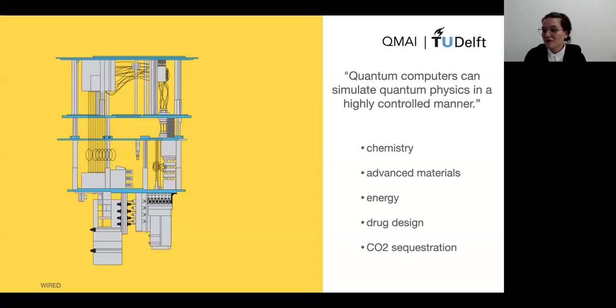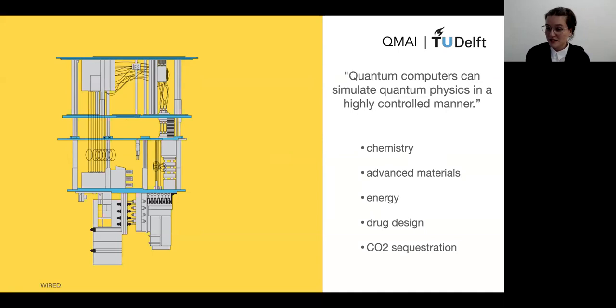Just to give some examples, it would be whatever example you can think of from advanced chemistry, designing new materials, energy applications, for example, development of new batteries, drug design, or even climate change related things like sequestration of CO2 from the atmosphere. All these things have in common that they are governed by some complicated process for which quantum physics matters.